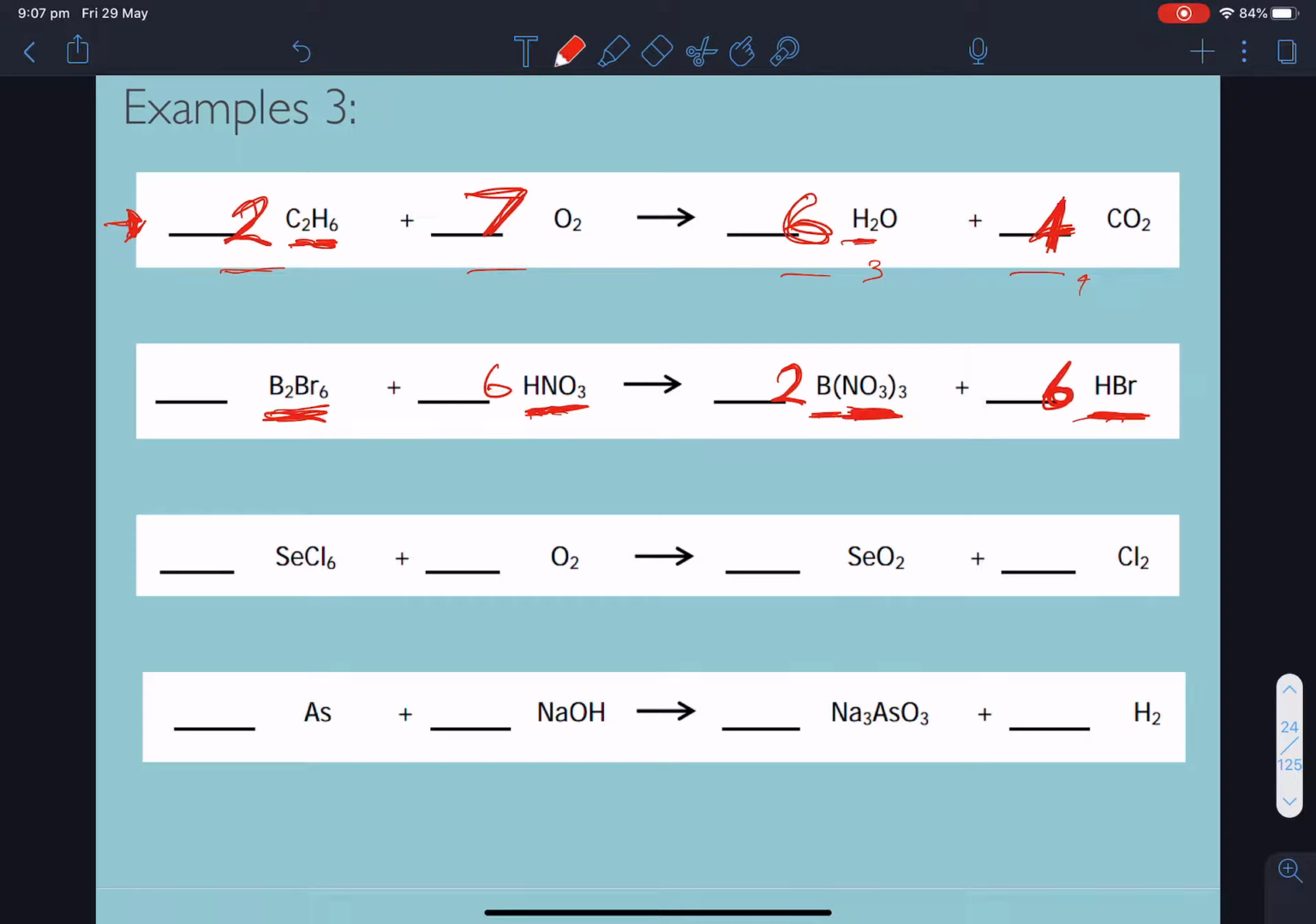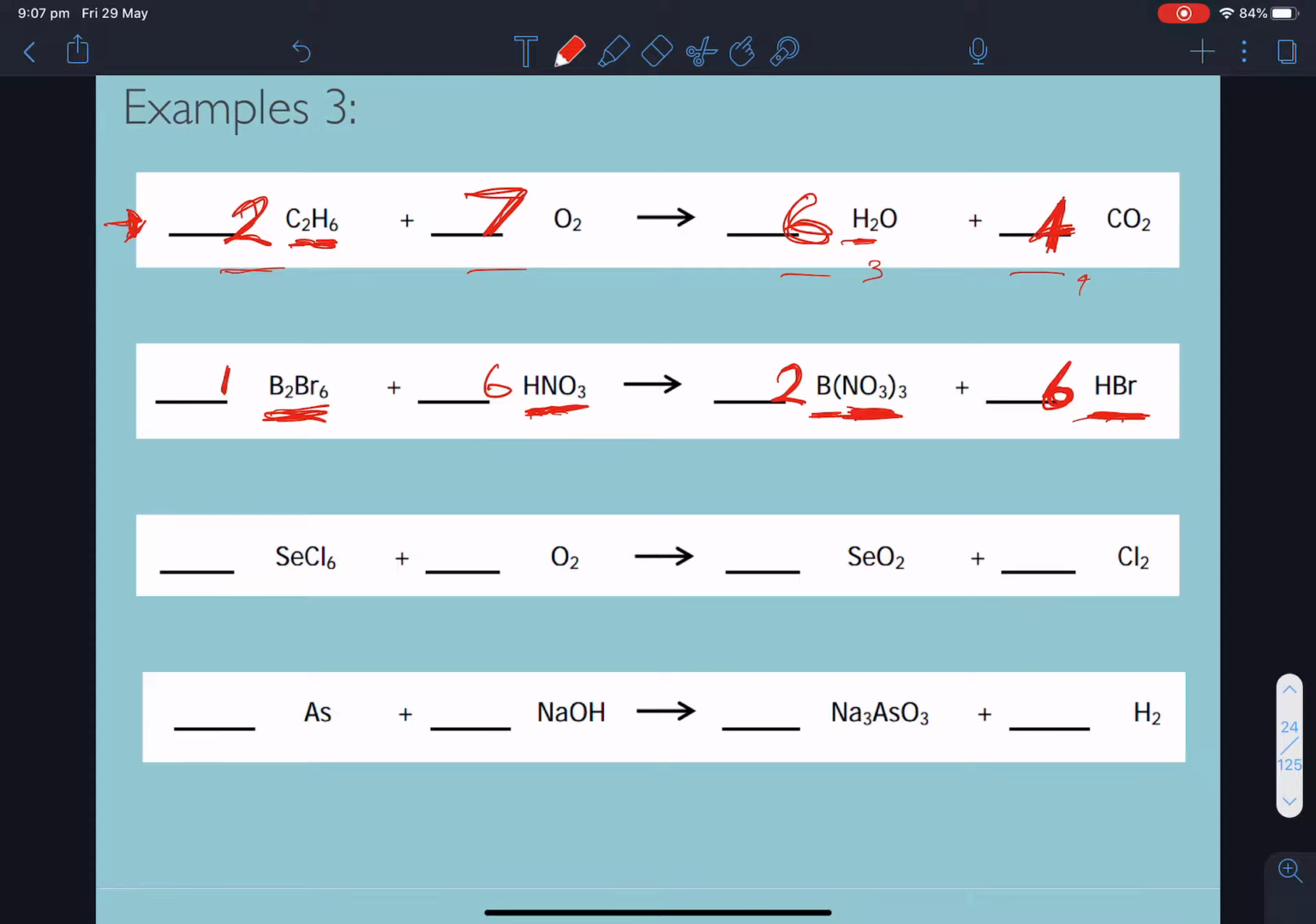So the numbers in front of these, because there's a space there, I'll put a 1, but technically we don't. So 1 molecule of B2Br6 reacts with 6 molecules of the HNO3, or nitric acid, to give 2 molecules of boron nitrate and 6 molecules of hydrobromic acid, HBr.